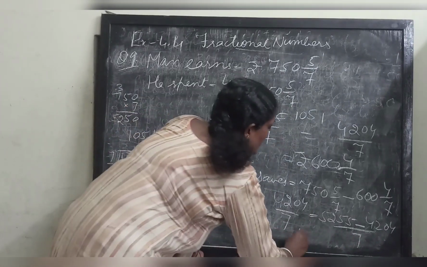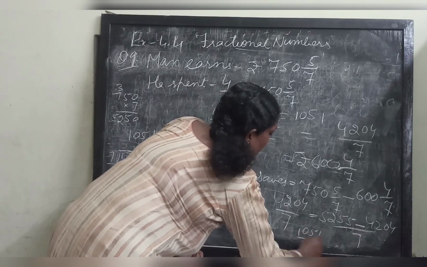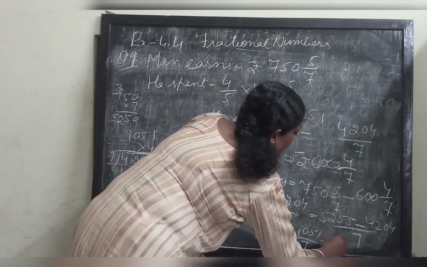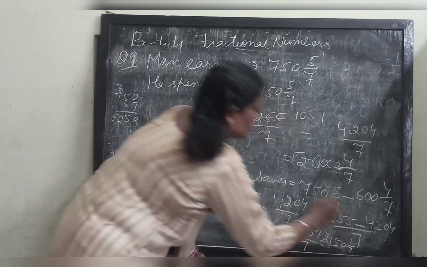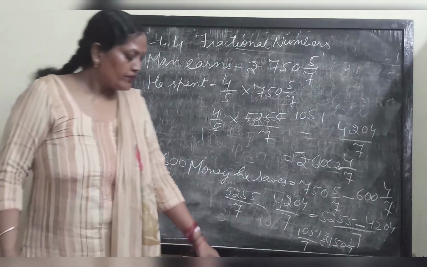That is 1051 over 7. 7 1s are 7, 7 5s are 35, 0, 1 over 7 rupees. This is money he saves.